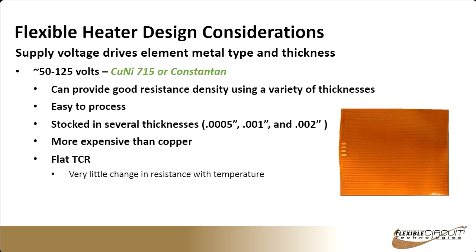The other nice thing about the cupronickel alloys is that they have a very flat TCR, so that as the temperature increases, there's very little change in the resistance. And so your control circuitry doesn't have to drive them much harder to get a lot more heat out of them. Whereas with copper, as you drive them harder, they get hotter, and you have to continue driving them harder to get more power out of them.